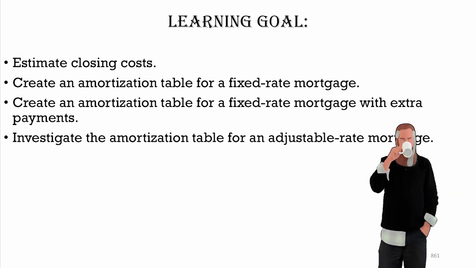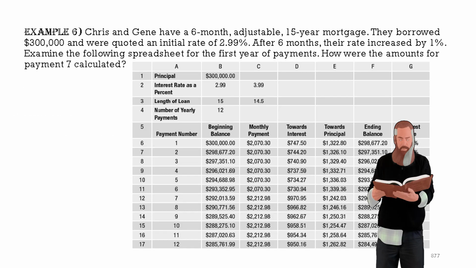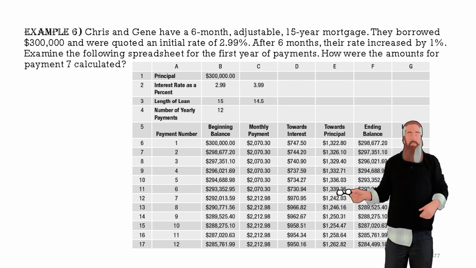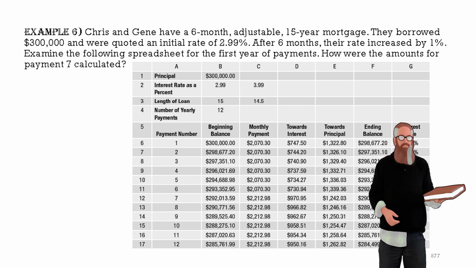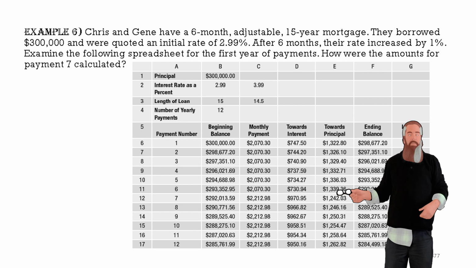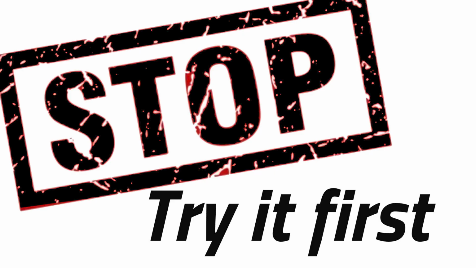Now let's create an amortization table for an adjustable rate mortgage. Chris and Jean have a 6-month adjustable 15-year mortgage. They borrowed $300,000 and were quoted an initial rate of 2.99%. After 6 months, their rate increased by 1%. Examine the following spreadsheet for the first year of payments. How were the amounts for payment 7 calculated?